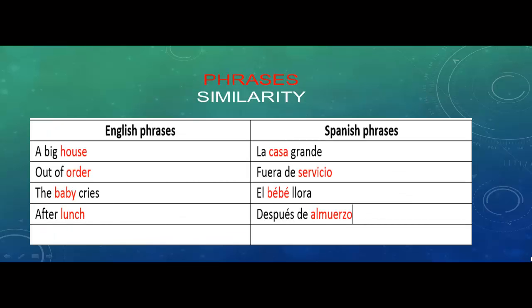One similarity between English and Spanish phrases is that in both languages a phrase is a group of words that can create meaning about a principal or head word.